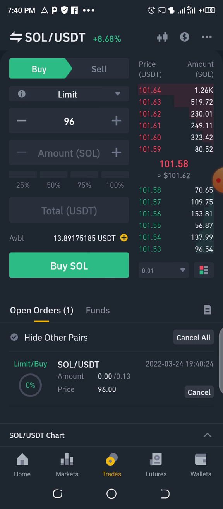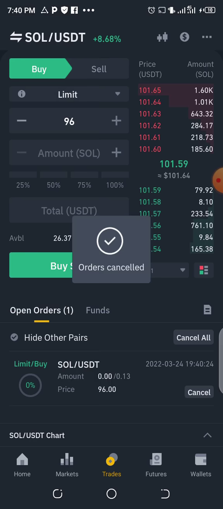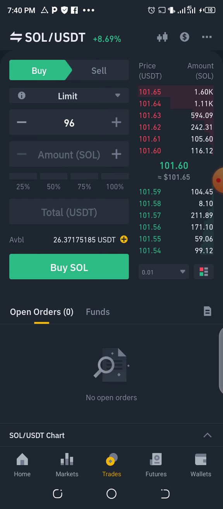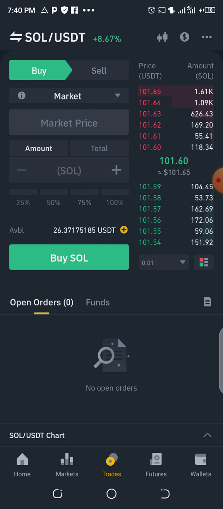At the same time, if I'm tired, I can come here and, since my order is not being executed, I can cancel or close it. When you cancel, click confirm, and you've canceled the order. And if you want to buy Solana right now at the current market price, you have to change it to market order. If you're using the whole of the money to buy, you click 100 and you click buy Sol. For instance, I click 50% and I click buy Sol.